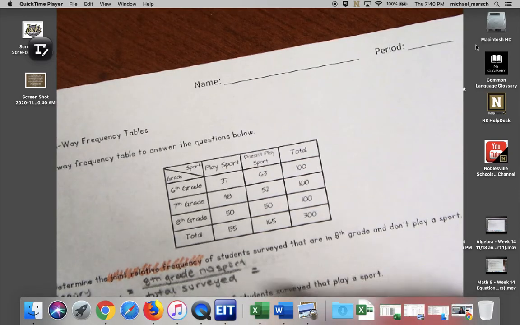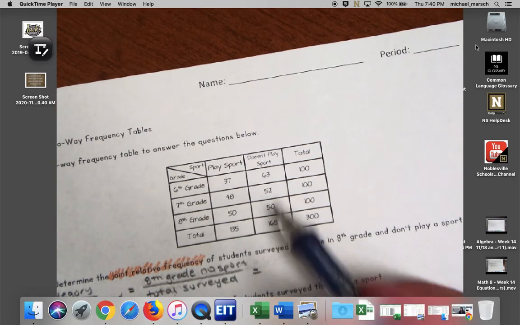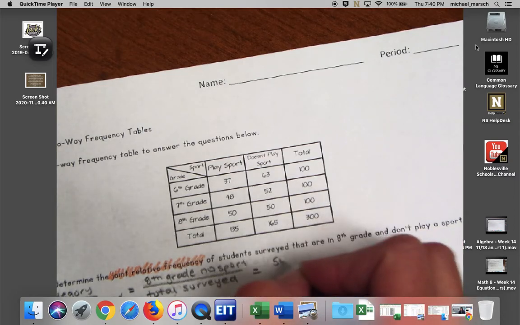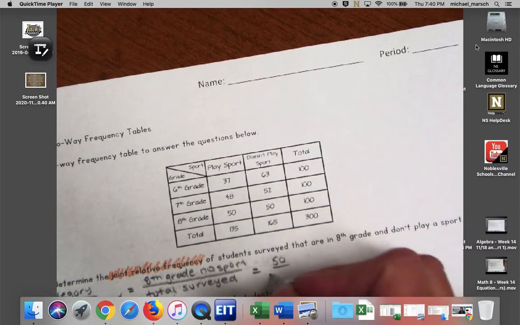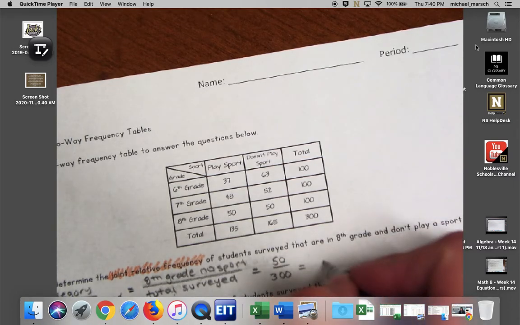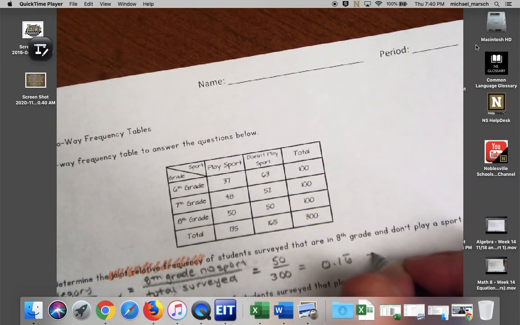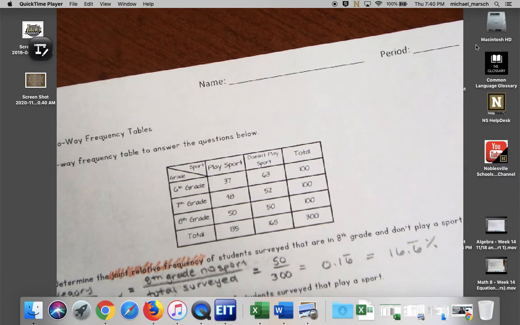All right, 8th grade, no sport, total surveyed. So no sport, 8th grade is 50, right here, and total surveyed, 300. When I do the division here, I get 0.16 repeating, which turns into 16.6 repeating percent. So that would be my joint relative frequency of that situation.